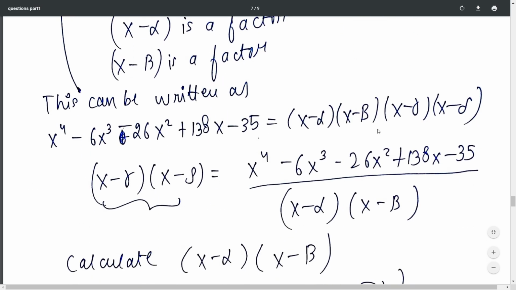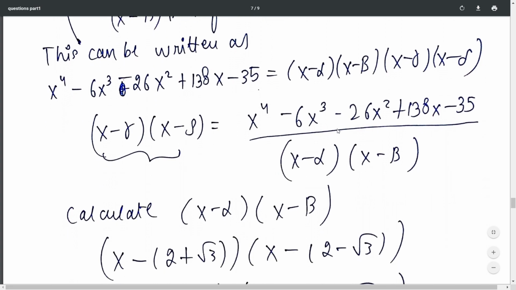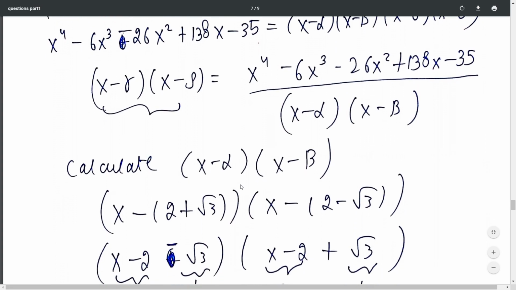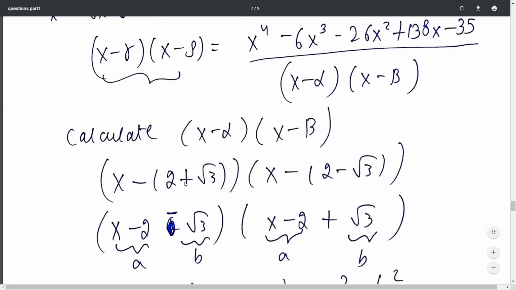So (x − γ)(x − δ) will be obtained by dividing the polynomial by these two, taking these two on the left-hand side. So I've written the value of these two. The product of these two is this polynomial divided by these two, right? So I'm calculating (x − α)(x − β) because I know the value of alpha and beta. Alpha is 2 + √3, beta is 2 − √3.